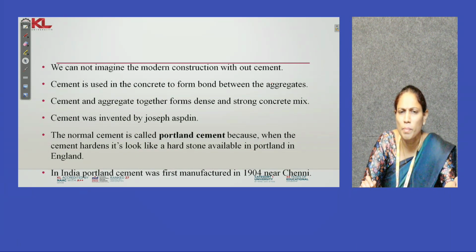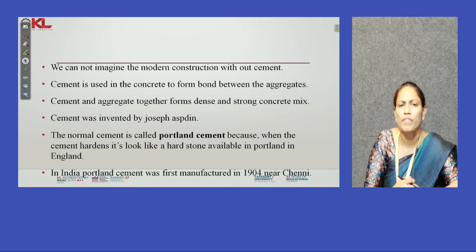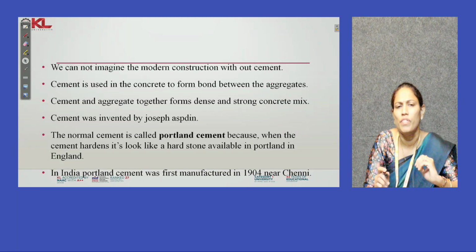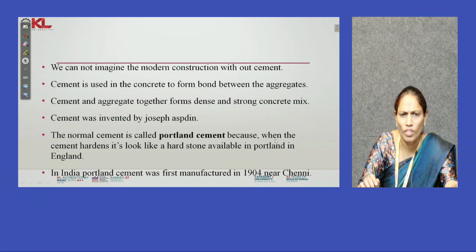Generally it is the main form of bond between aggregates. Cement and aggregates together form a dense and strong concrete mix. Cement was invented by Joseph Aspdin. The normal cement is called Portland cement because when the cement hardens, it looks like a hard stone available in Portland in England. In India, Portland cement was first manufactured in 1904 near Chennai.